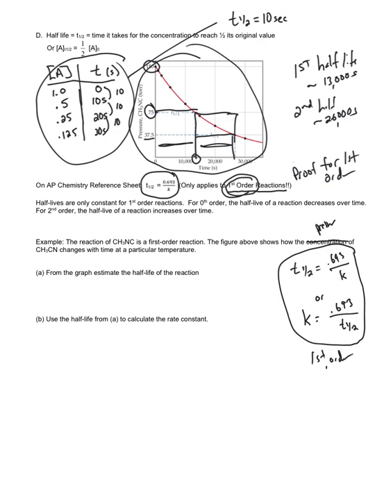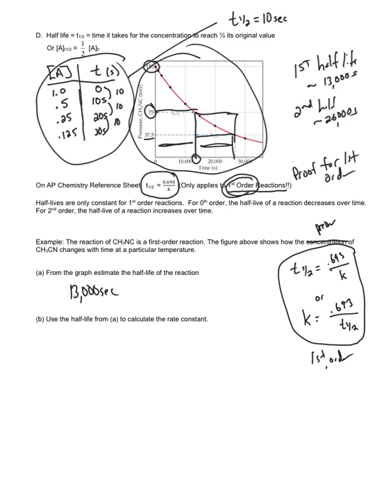Okay, from the graph, estimate the half-life of the reaction. We've already done that. We estimated that the half-lives were at 13,000 seconds. And this was consistently 13,000 seconds. Each half-life was 13,000 seconds, which indicates it's first order.